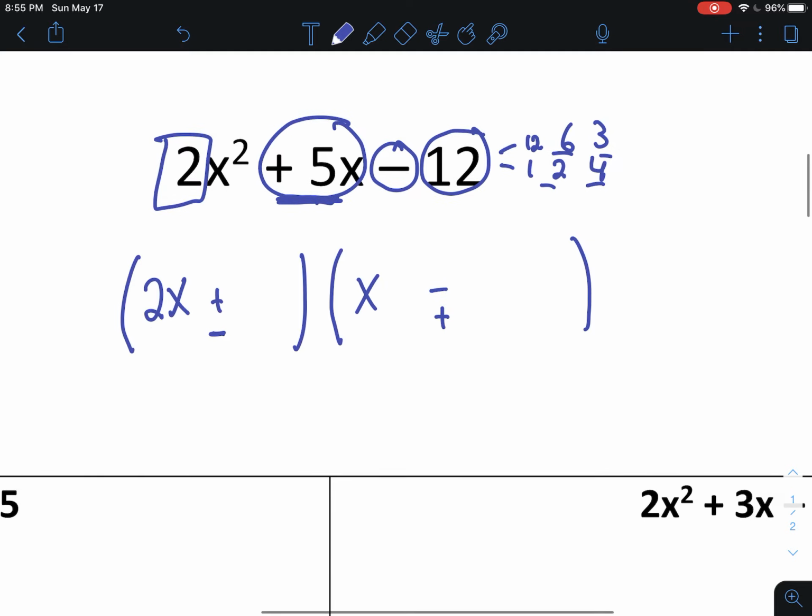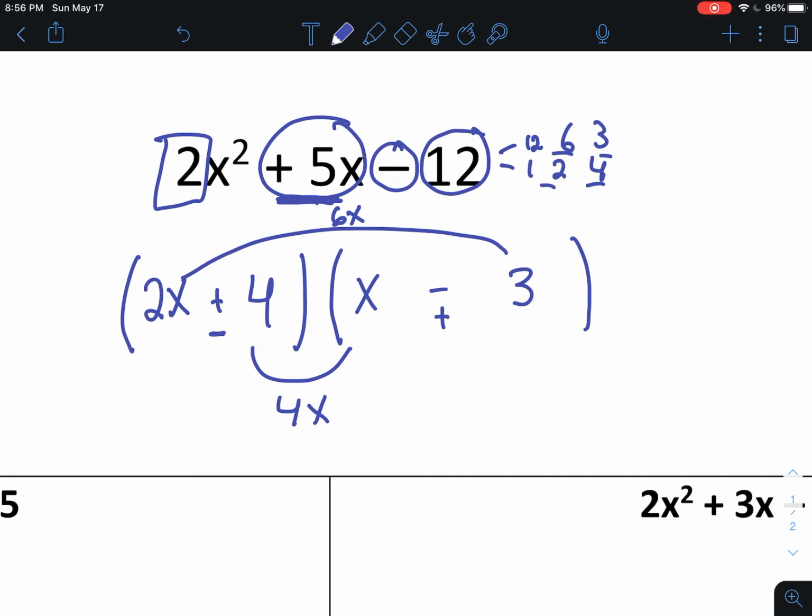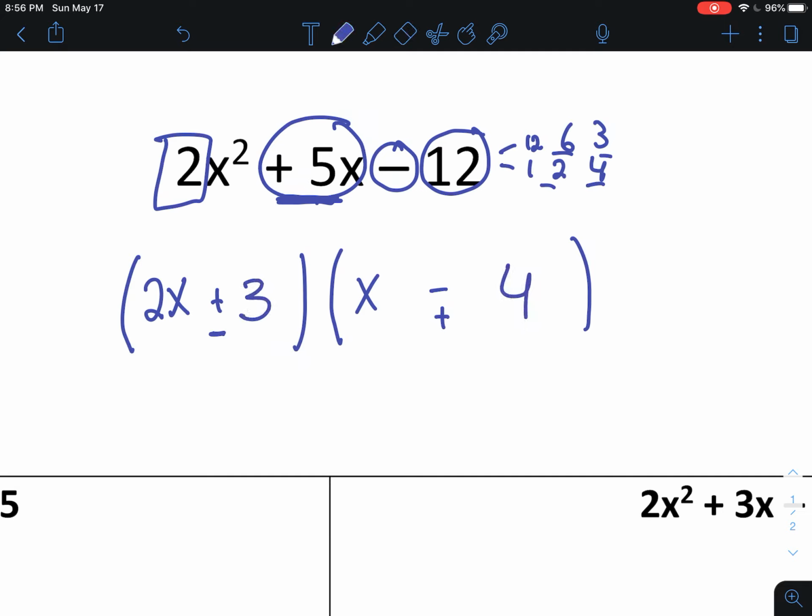Let's say 3 and 4. So what if we did 3 here and 4 here? Well, then that would give us 3 times 2, which is 6x. That would give us 4 times x, which would give us 4x. Well, that looks like it gave us the exact same thing we just had. So maybe that's not right. But what happens if we flip these? Well, let's put 3 here and 4 here. Well, if we multiplied those two together, it would give us 8x, because 2 times 4 is 8. 3 times x would give us 3x. Okay, well, it looks like if we had positive 8x and then negative 3x, that would give us our answer.